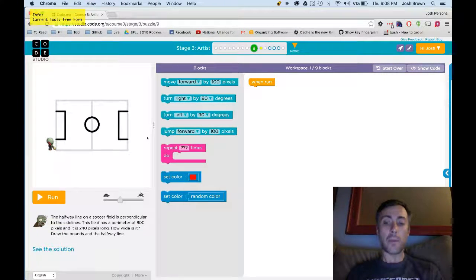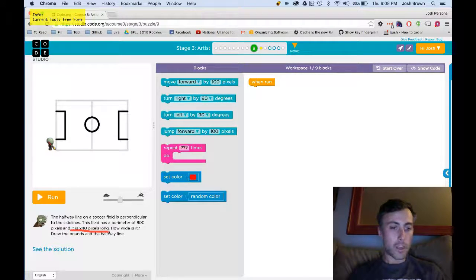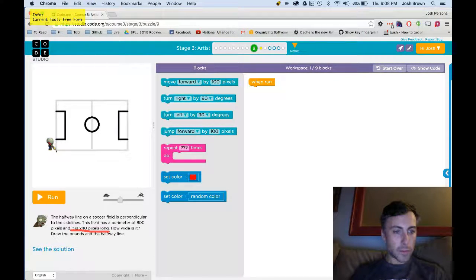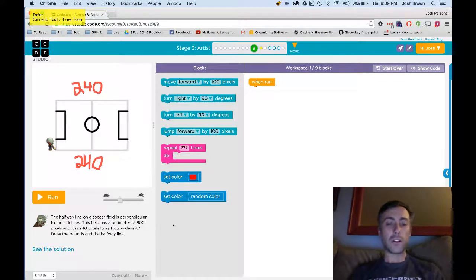So looking at the perimeter, we know that it also says that one of the sides is 240 pixels long, okay? So the side that is 240 pixels long is this side right here. So we know that this one is 240. And because of what we know about shapes, we know that this side is also 240, okay?